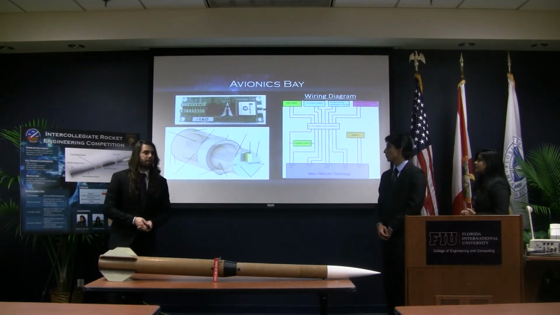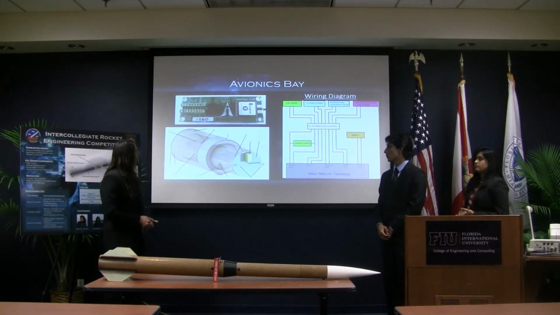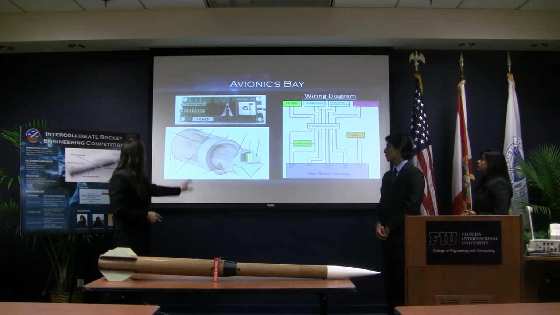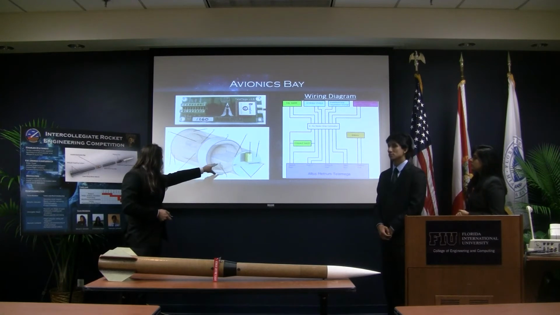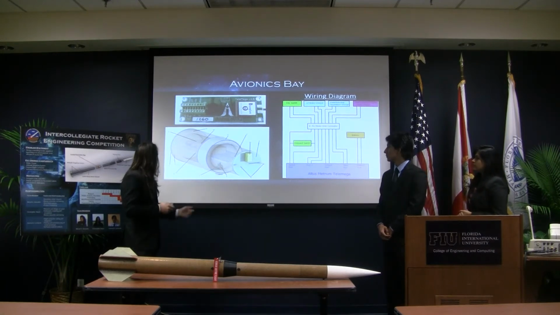Okay, so the avionics bay, this is the flight computer we're using. This controls everything, all the electronics, the AltusMetrum TeleMega. You can see our actual electronics bay down here, the avionics bay. That blue and yellow thing is one of the charge caps.